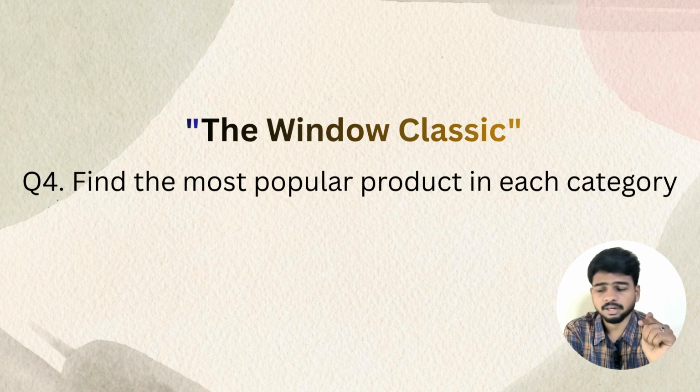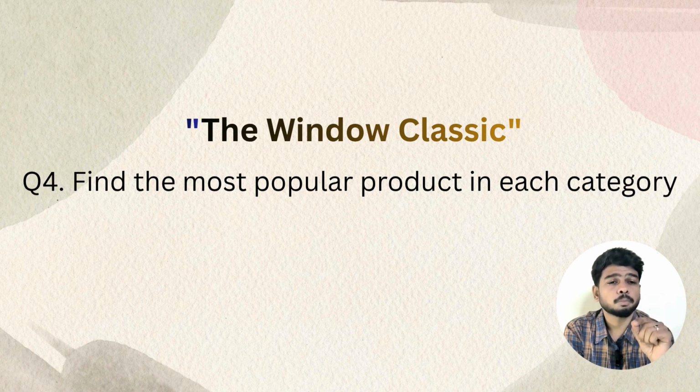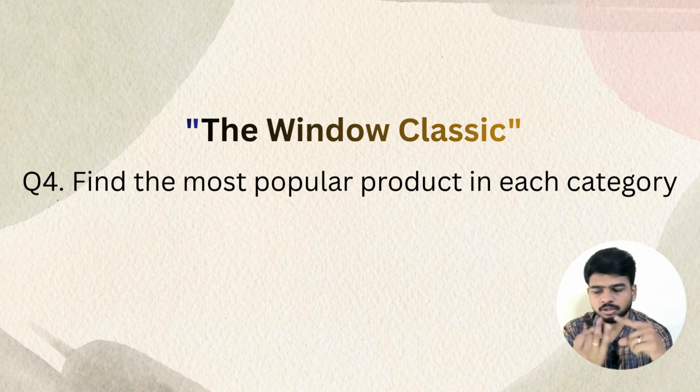We need to find the popular one, right? So what we will do is we'll just find the total quantity sold per product. Step 2, we will just rank the products within each category that are sold, right? Third, we will just filter rank 1, that's the most popular in each category, right? First one, total quantity sold.